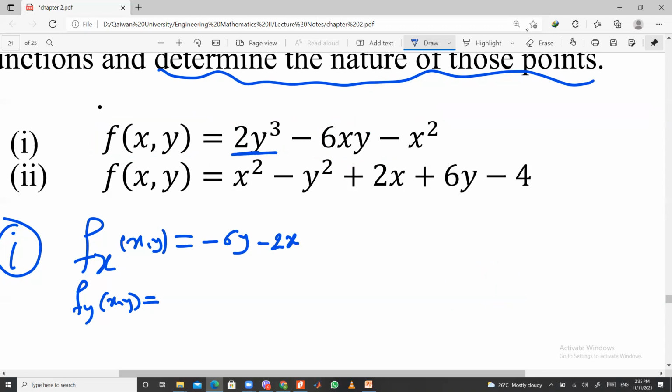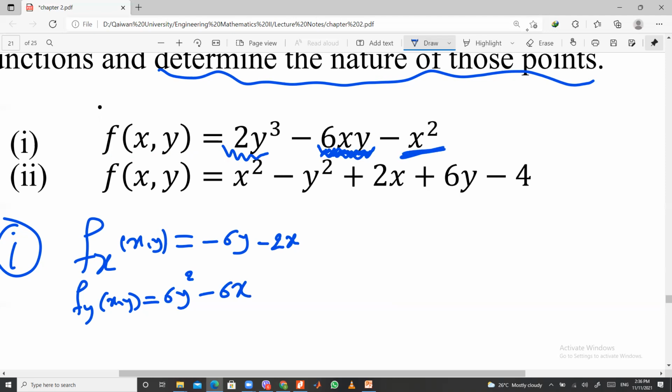And here, the derivative of this term with respect to x is 0, because here you have no x. And now, we are going to find the partial derivative of the function with respect to y. For the first term, what do we get? The derivative of this term with respect to y is 6y squared. And here you have minus 6xy, whose derivative with respect to y is minus 6x.